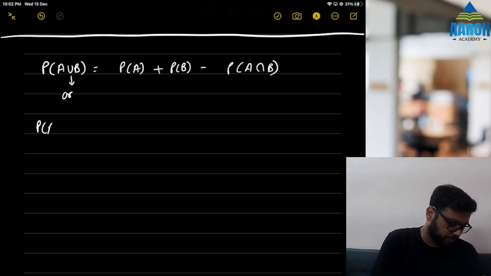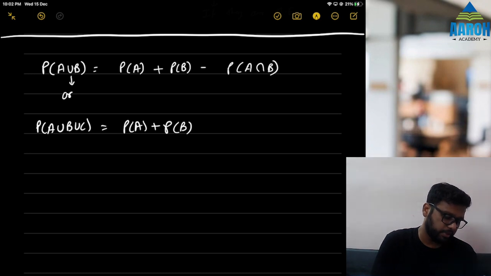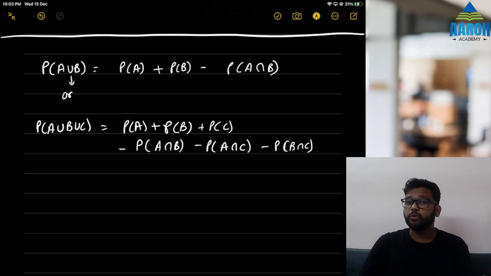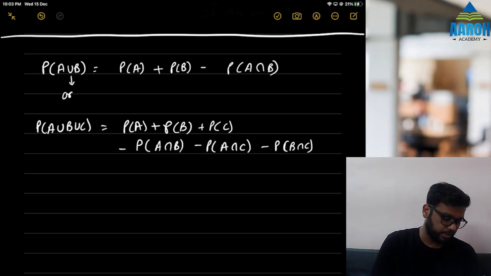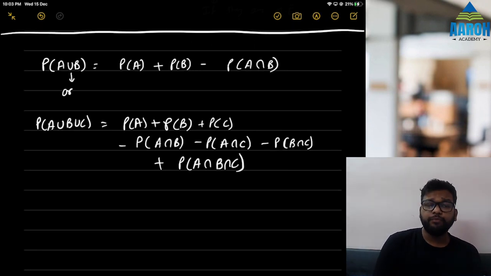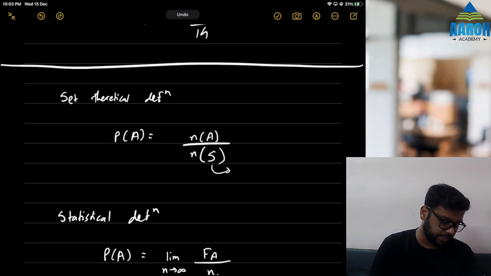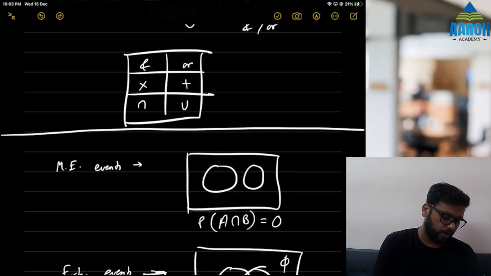If there are three events, P of A union B union C, then we calculate P of A plus P of B plus P of C minus P of A intersection B, P of A intersection C, and P of B intersection C, minus intersection of all. No, not minus. What do we do? Add. Plus intersection of all. Correct. Good. Fine. If events are mutually exclusive, that means there is nothing common, then this does not come into the picture. So it is just addition, that's it. So that is why in the table above we have written that or means addition. Always remember that or means addition.